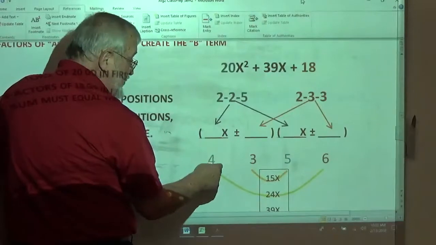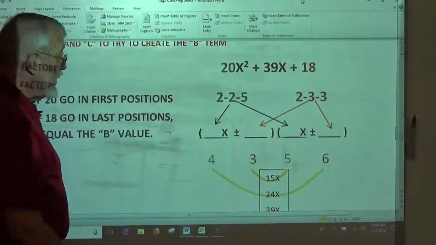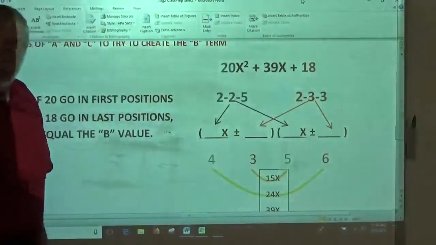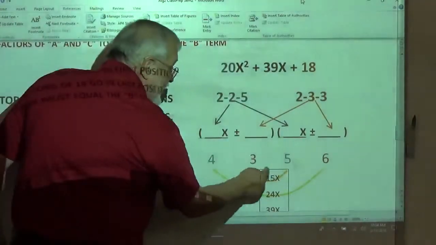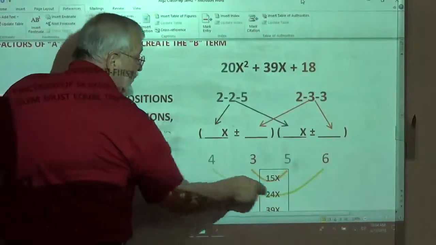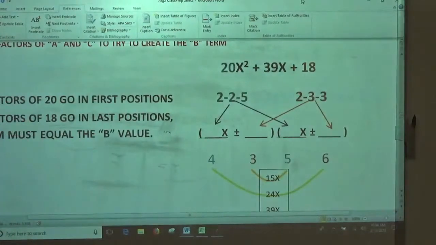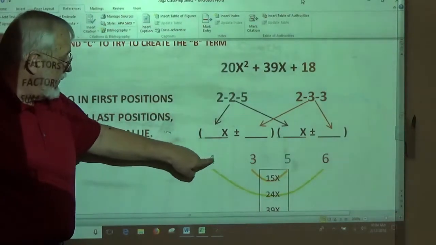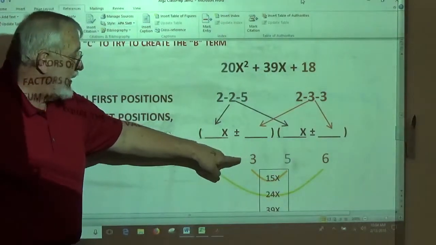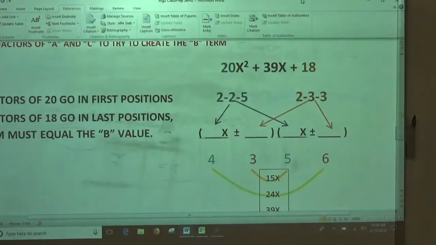Now, then I have two choices. I just found out that 10 and 2 don't work, so I've got to either try 5 and 4 or 4 and 5. And it turns out that 24 plus 15 is 39, and so there are the 4 factors. So it becomes 4x plus 3 times 5x plus 6 are the 2 factors, binomials, of that original try.